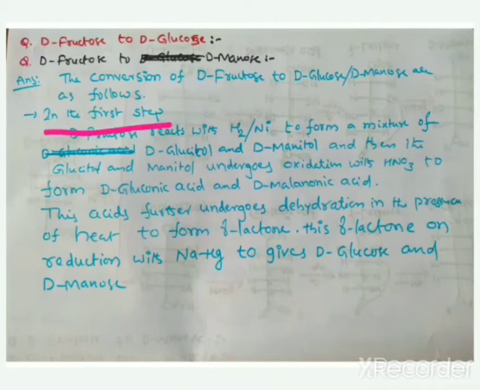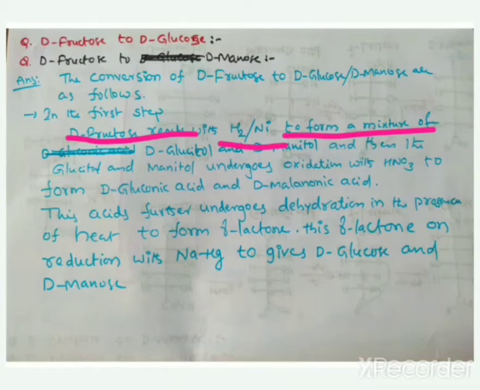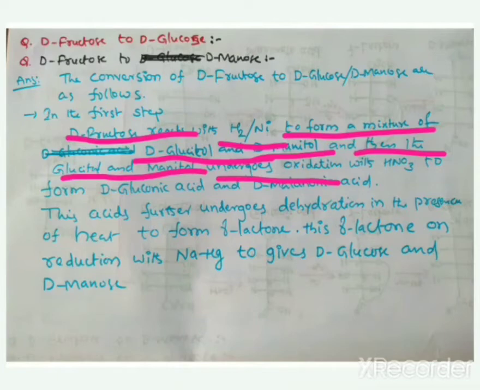In the first step, D-fructose reacts with H2 in presence of nickel catalyst to form a mixture of D-glucitol and D-mannitol, and then glucitol and mannitol undergo oxidation with HNO3 to form D-gluconic acid and D-mannonic acid.